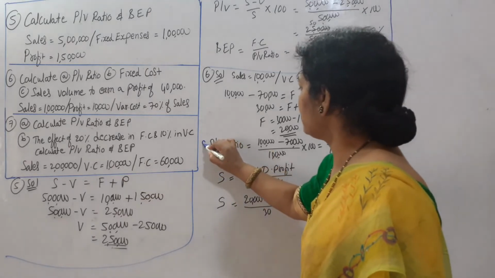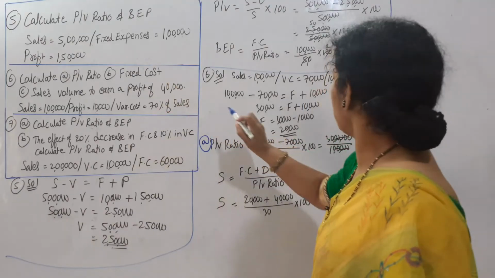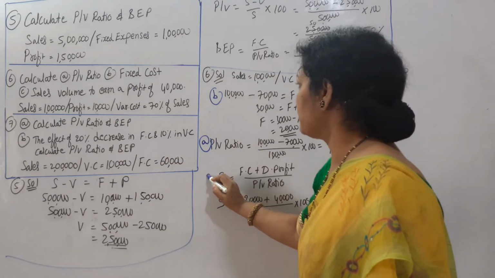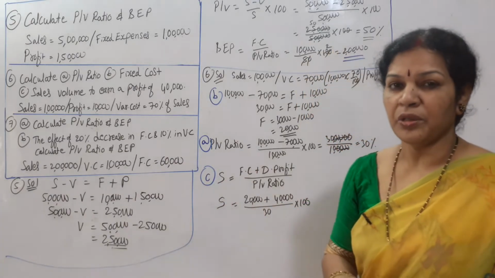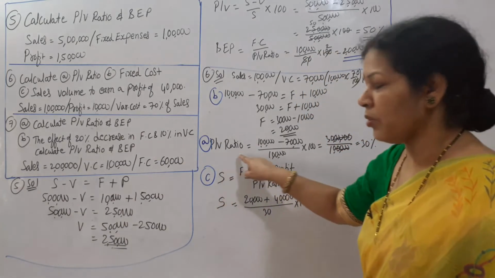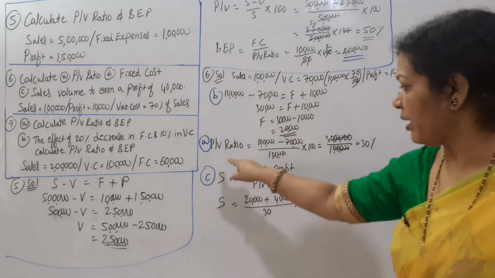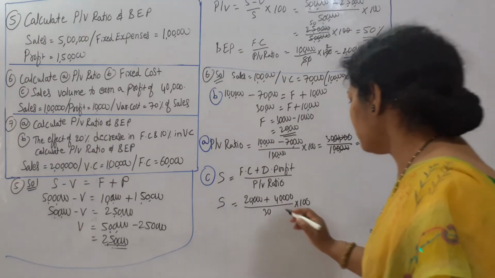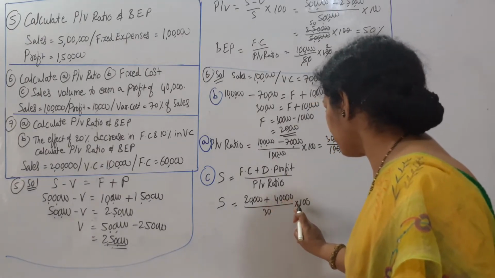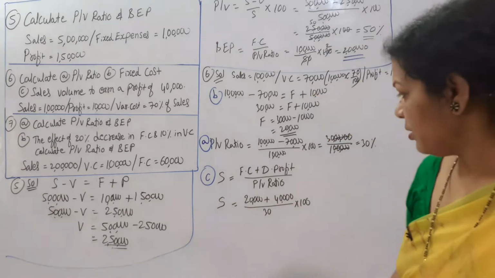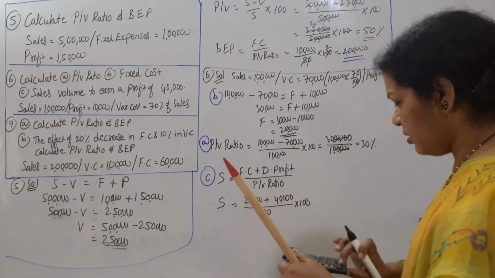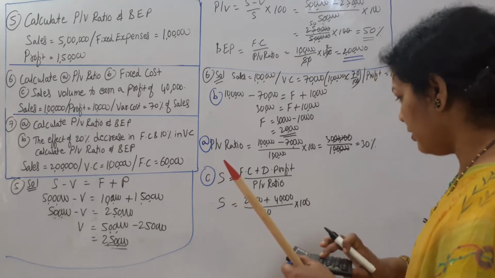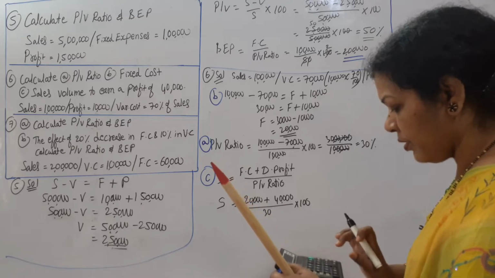PV ratio is over. Next, fixed cost. Fixed cost is, you got it here. Now this is sales volume to earn. You have to write one line here, sales volume to earn a profit of 40,000. One line you'll write here and then calculations. Now if you see the calculations, 60,000 into 100 divided by 30, which is 2 lakh.